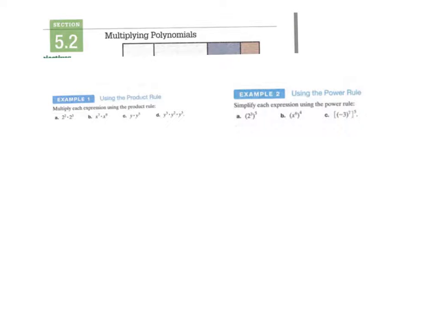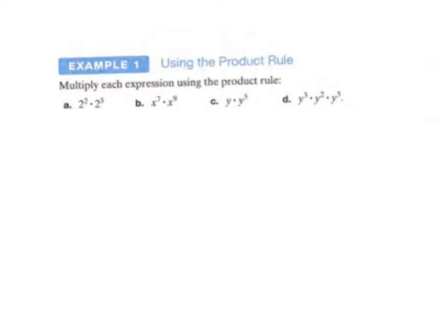All right, first thing we want to do is we're going to multiply polynomials, but we need to understand how to multiply exponents. So in this case, we add exponents when you're multiplying. So 2 and 3 gives us 2 to the 5th power, which is 32. Now that's pretty easy with numbers, but let's do variables.